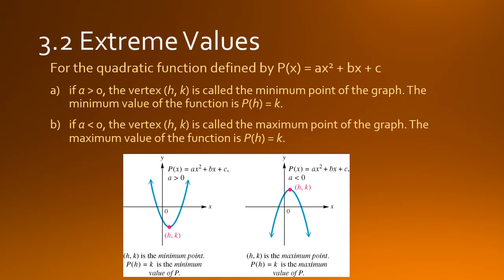When a is negative, we have a maximum, and that's going to be the vertex, that's going to be (h, k). The maximum value is k. So again, if they ask you what is the maximum value, it's going to be the y value, the k.